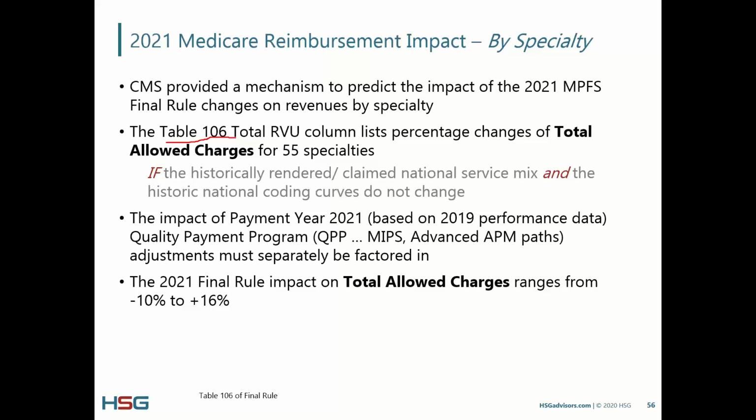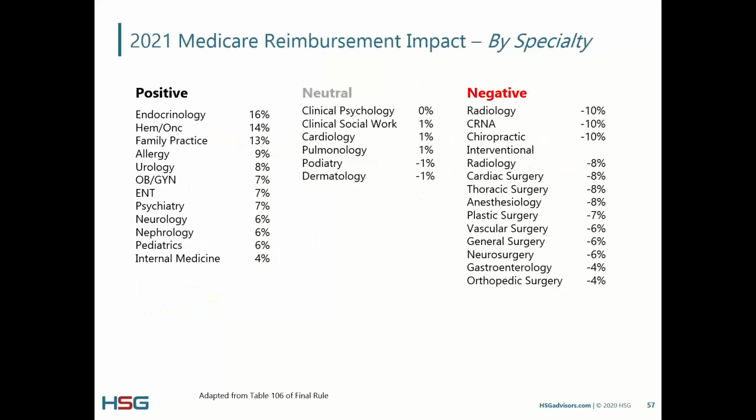So when we look at only the final rule impact on total allowed charges, it goes anywhere from a decrease of 10% to an increase of 16%, and it varies by specialty, and that's a huge span of change. And so here's how it plays out. If we look at a positive change, it makes you in the black, negative change in the red, and neutral, yeah, just gray zone.